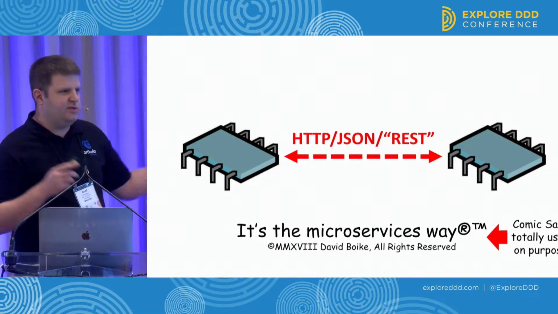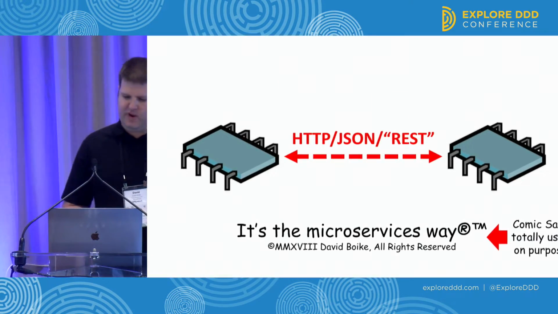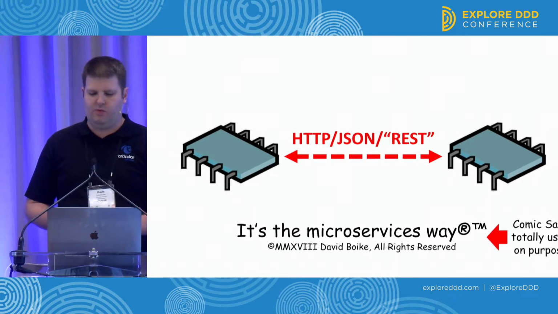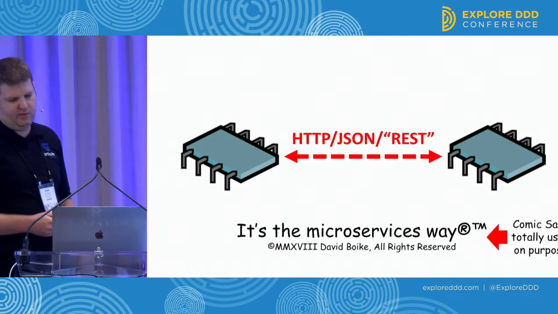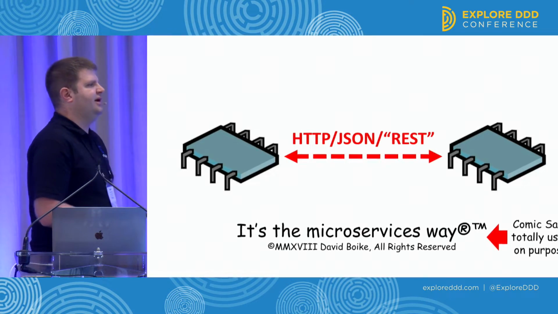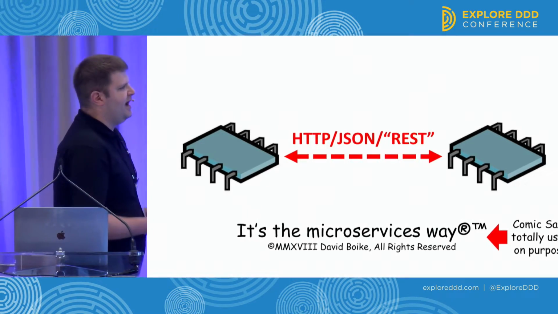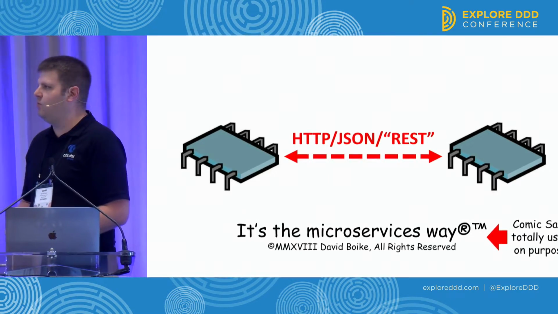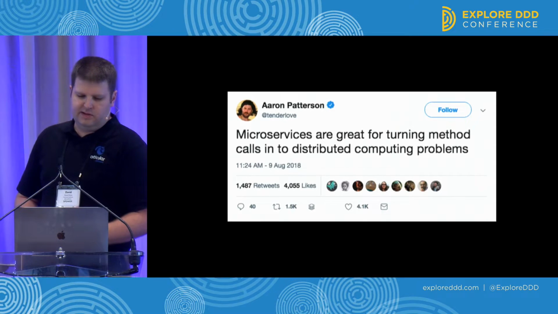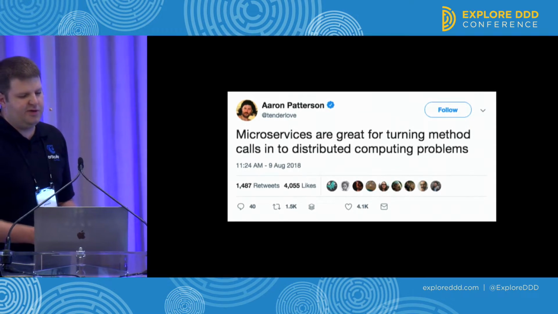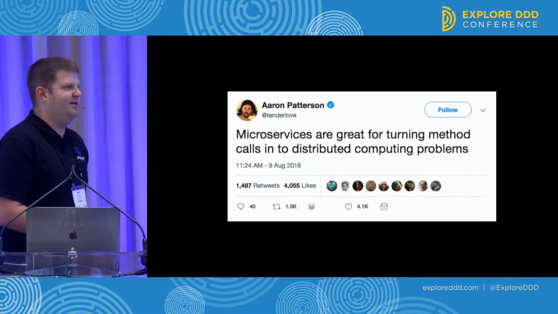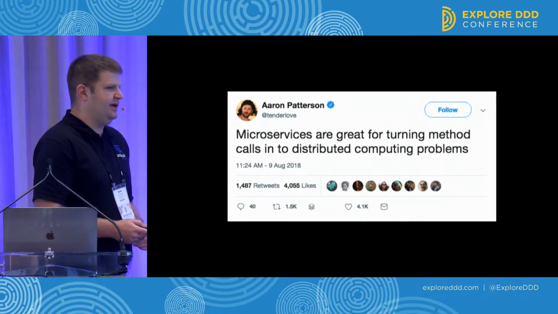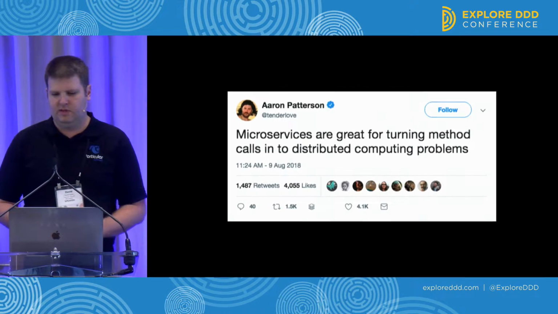But now that we have this distributed all over the place, we have to worry about all these API calls and a network. We have to worry about routing. We have to worry about load balancing. We have to worry about monitoring the health of each microservice. We have to worry about timeouts and all this other stuff. So you have to design for failure too, and it gets a lot more complex. And so Aaron Patterson said in a tweet, microservices are great for turning method calls into distributed programming problems. And done improperly, I completely agree with that.